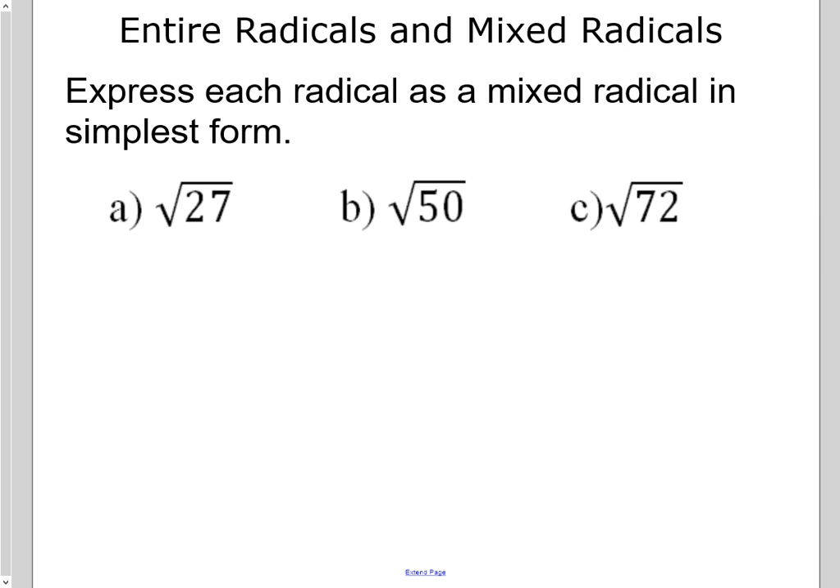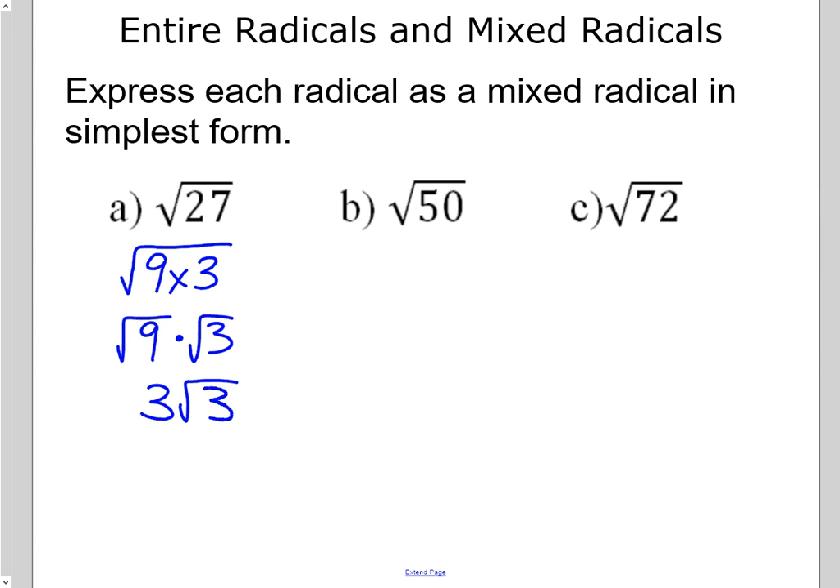Two numbers that multiply to 27, and one of them is a perfect square, could be 9 times 3. 9 times 3 is the same thing as 27. Then we can break up this radical into two radicals: the square root of 9 times the square root of 3. And then we can actually find the square root of 9. We know the square root of 9 is 3. This is how we've gone from an entire radical into a mixed radical. It's like you're partially taking the square root of part of the number that's underneath.